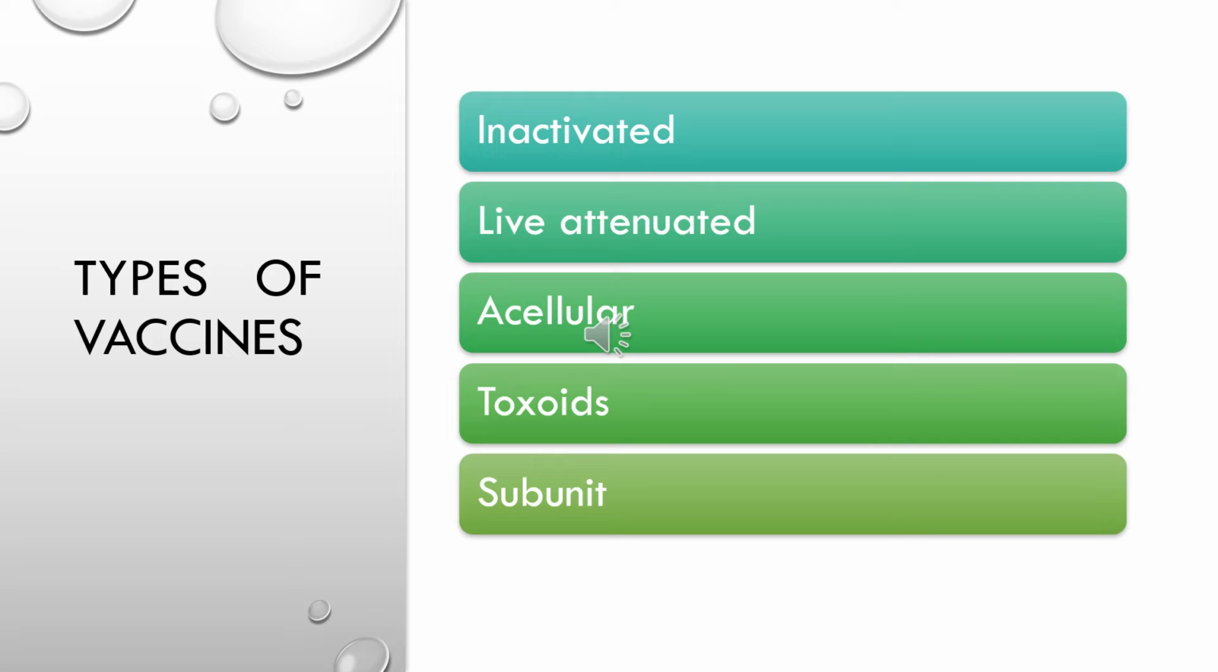And then we have these acellular vaccines. These are things like your pertussis vaccine and your Hib vaccine. These contain fragments of cells that stimulate the immune response, but do not contain the whole cell. So it just has part of it, enough that the immune system will do its job by creating these antibodies, but it is not the whole cell itself.